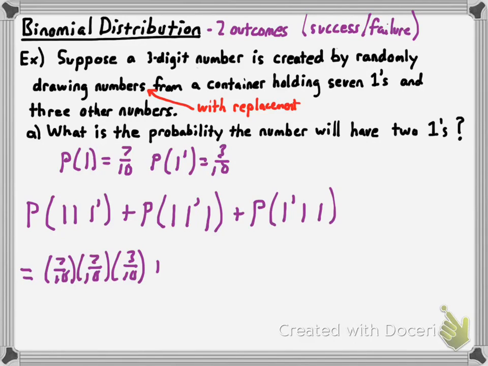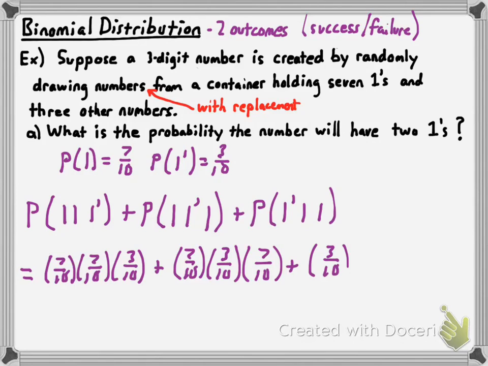All right? And then in our second possibility here, 7/10 chance of getting a 1 the first time, 3/10 chance of getting 1 the second time, and 7/10 chance the third time. And then for the last of our possible outcomes here, its probability is going to be 3/10 times 7/10 times 7/10. Now, what do you notice about those 3 outcomes?